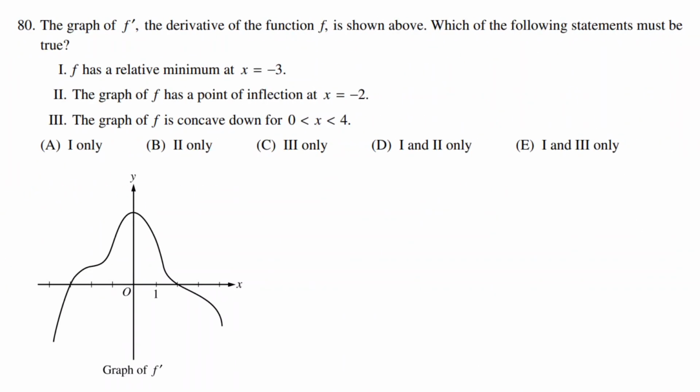80 asks us for which statements are true, so we should go through them one by one. For number 1, it's correct because f prime changes from negative to positive. Number 2 is false because it keeps on increasing. And for number 3, the graph is concave down for 0 to 4 because f prime is decreasing. Our answer would be E, 1 and 3 only.